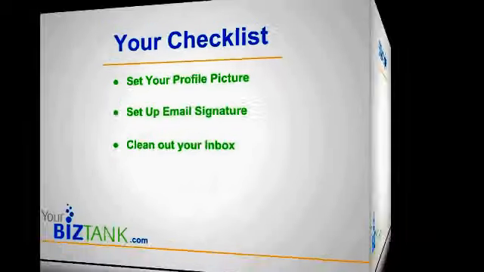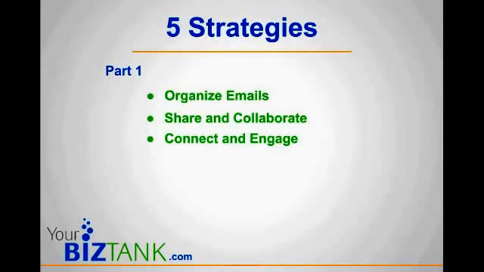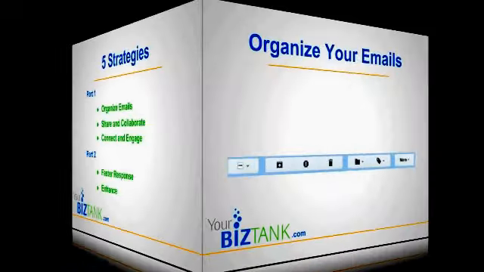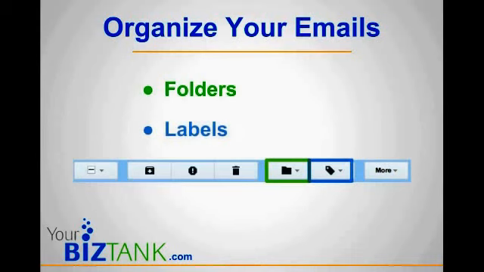All right, so here are the 5 strategies that your BizTank has put together, and we're going to go over 3 of them today. I'm going to show you how to organize your emails, share and collaborate, connect and engage. In part 2, we're going to focus more on faster responses and enhancing your Gmail experience. All right, so let's focus on organizing. There's 2 ways you can actually organize that we're going to go over today. One is using folders, and one is using labels. So let's kind of go over the 2 different options of organizing your emails.